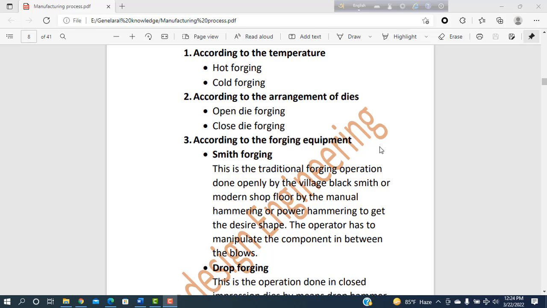This is the traditional forging operation. Smith forging is the traditional operation, which is done openly by the village blacksmith or in a modern shop floor by manual hammering or power hammering to get the desired shape. The operator has to manipulate the component in between the blows.